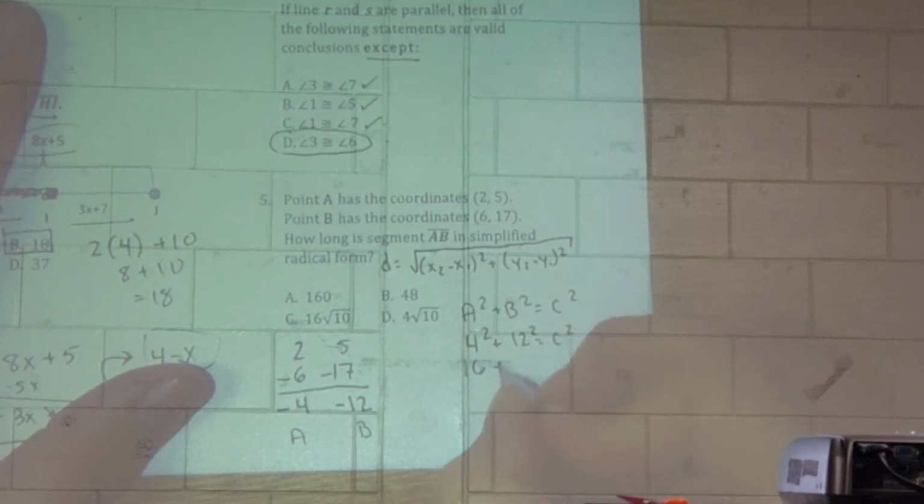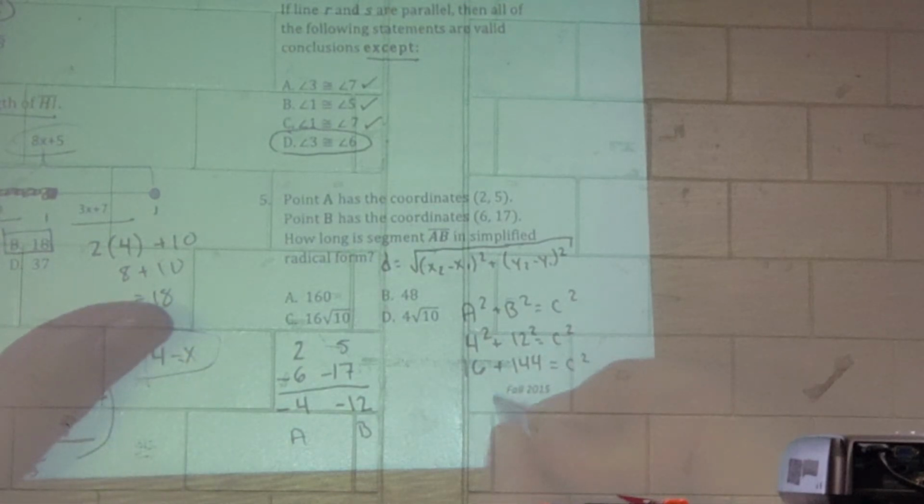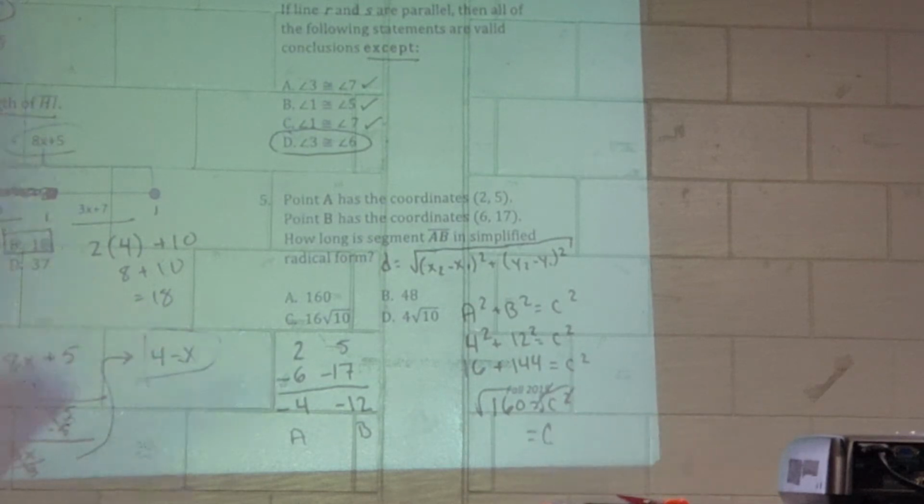So 4 squared is going to be 16. 12 squared is 144. And if I add that together, 144 and 16, I'm going to get, let's see, 160 equals C squared. And so my last step is just to square root this to get that C is equal to the square root of 160.